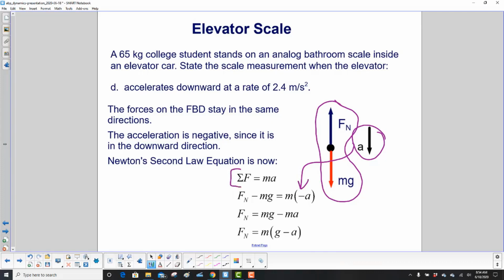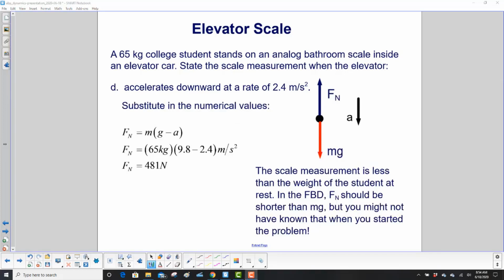We do Newton's second law. The left side of the equation is the same. Normal's up, mg is down. But here we have m times minus a, which is going to be a negative ma. We add mg to both sides, so it cancels out on the left, and it winds up on the right. And then once again, we factor out the m. We substitute in our numerical values here. And this time we get 481 newtons.